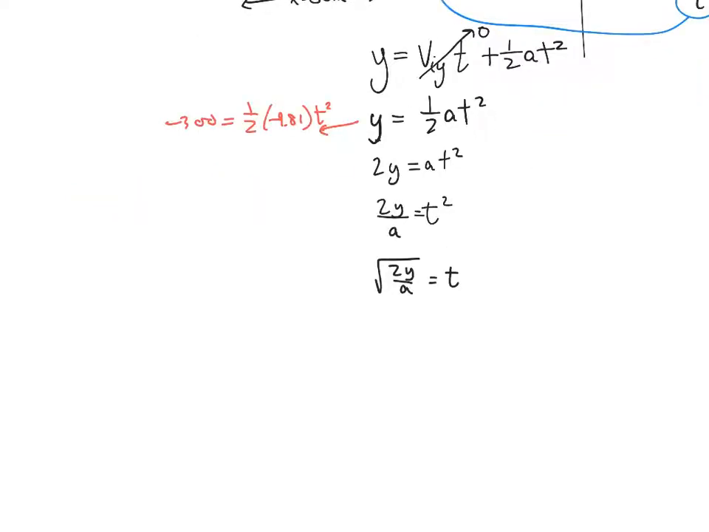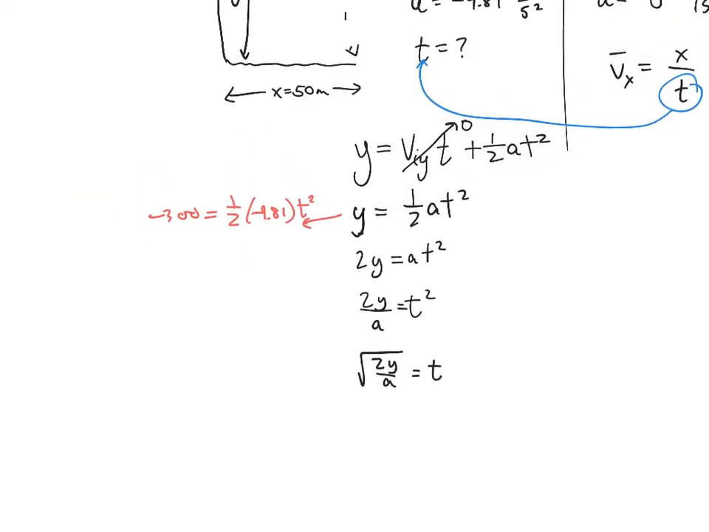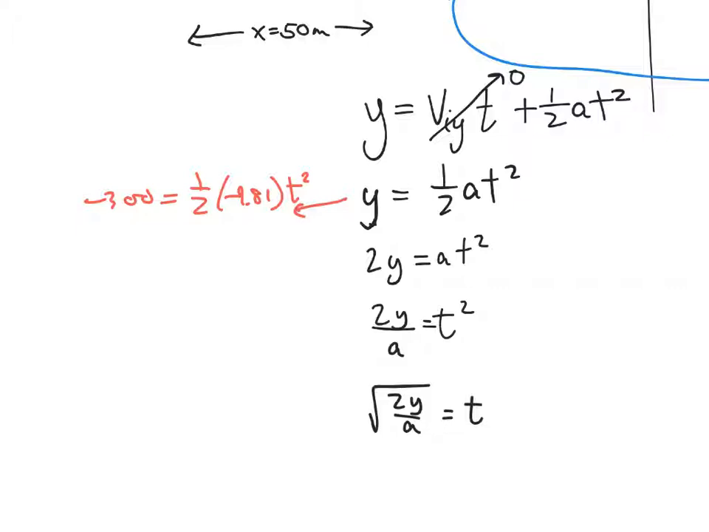Technically it's plus or minus. I know it's not going to be minus. I don't have to really put it, but I'll put it here to be nice right now. Really it's not going to be a negative time. You're never going to use a negative answer. The negative time would be going back through the cliff in that direction.